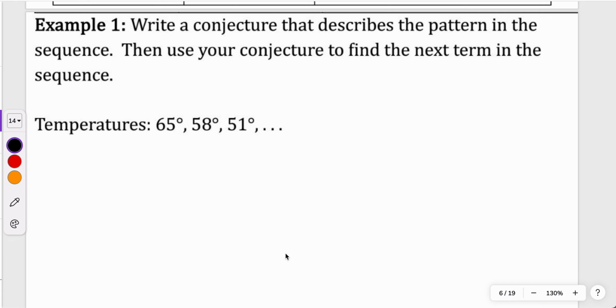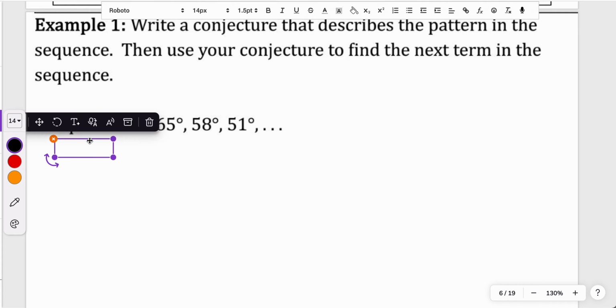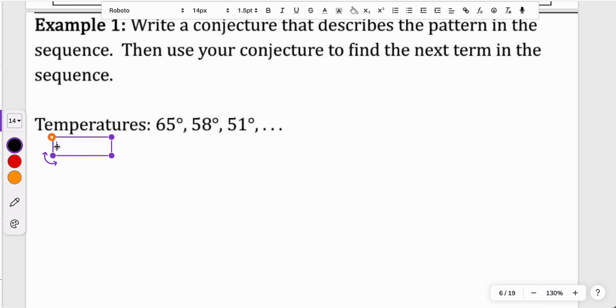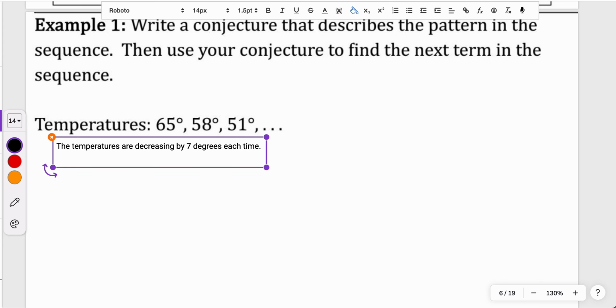All right, example 1. Write a conjecture that describes the pattern in the sequence. Then use your conjecture to find the next term in the sequence. So we notice that we have temperatures of 65, 58, 51. So the temperatures are decreasing by 7 degrees each time. So the next term in the sequence would be 44 degrees.